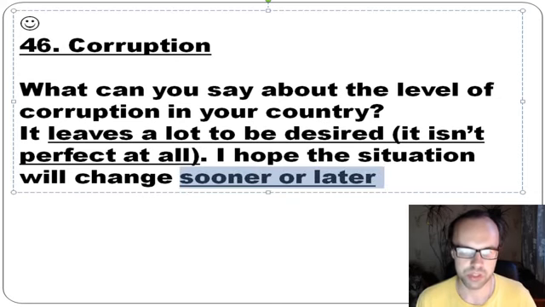Okay. So corruption. What can you say about the level of corruption in your country? It leaves a lot to be desired. It isn't perfect at all. So I hope the situation will change sooner or later.